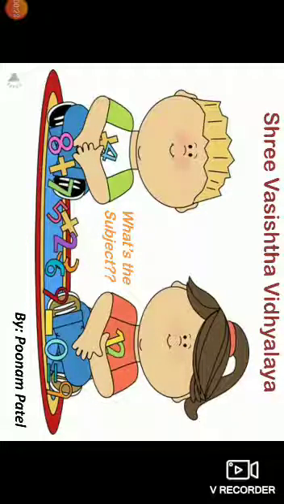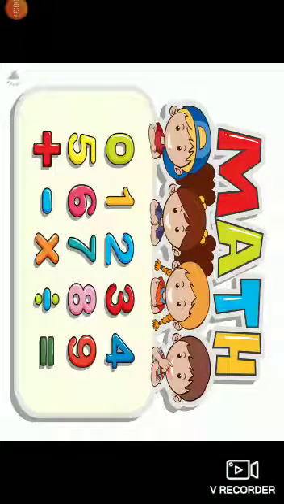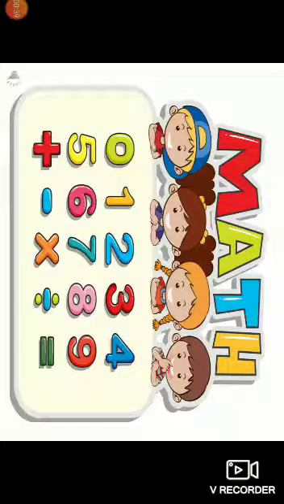But before we begin, I want all my smarties to predict the subject from the picture. There are children playing with the number toys. So any guesses now? Which subject teaches about numbers? Yes, our subject for the day is math, and let us begin today's session with some fun learning using numbers.